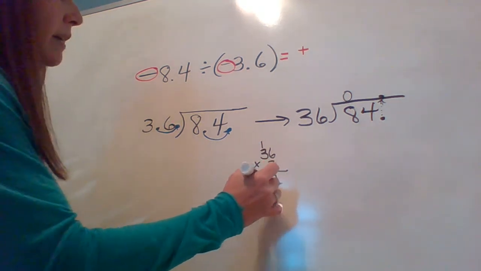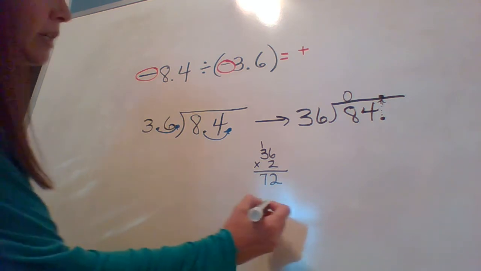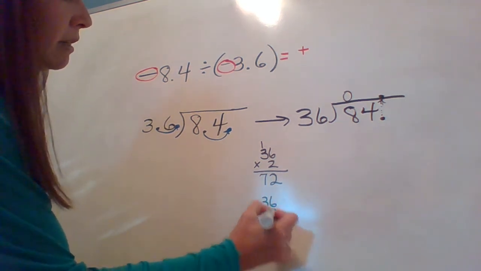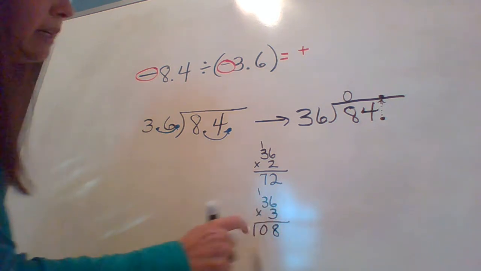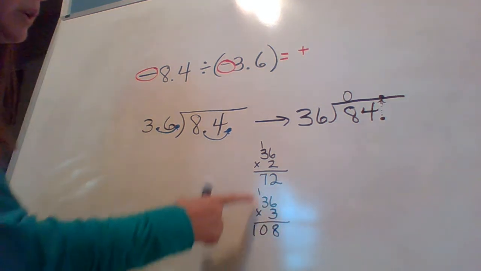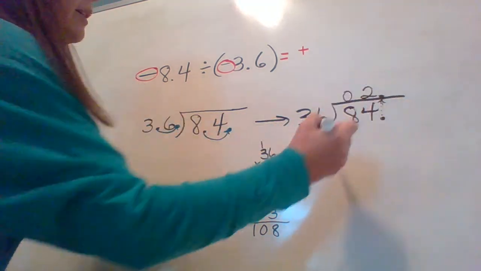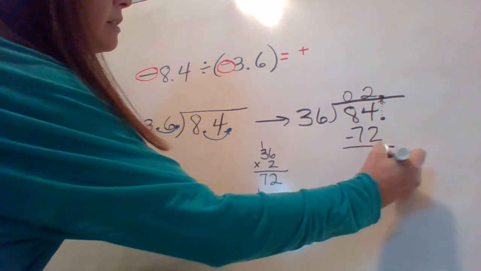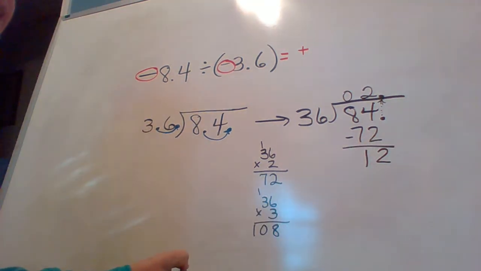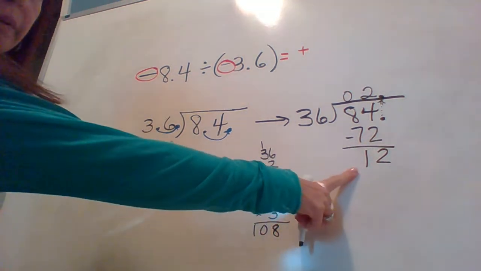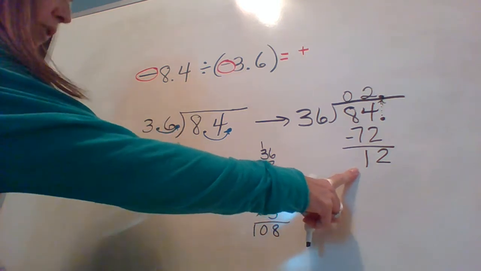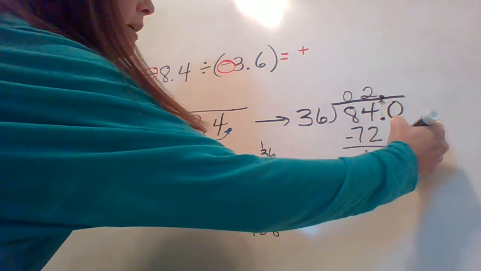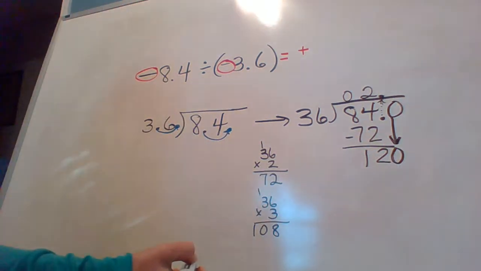So I end up with 72, and that's pretty close. We'll double check and multiply by 3 just to make sure it's not closer. And 108 is too big. So we're going to go with the 2. And 2 times 36 is 72. I'm going to subtract. Now, I'm going to have to keep dividing until I have no more remainder. So I'm going to add another 0 so that I can bring another number down and continue dividing.